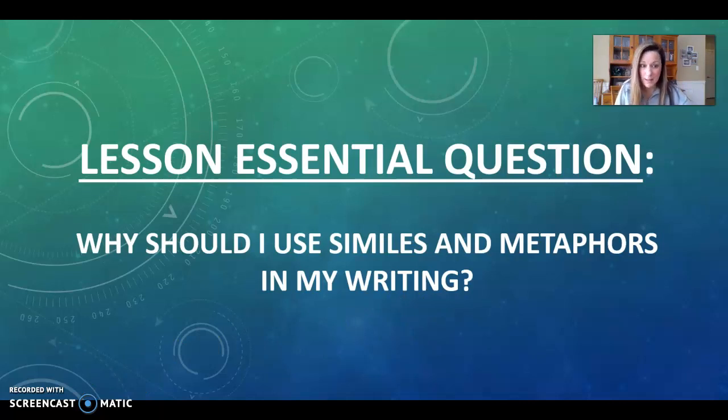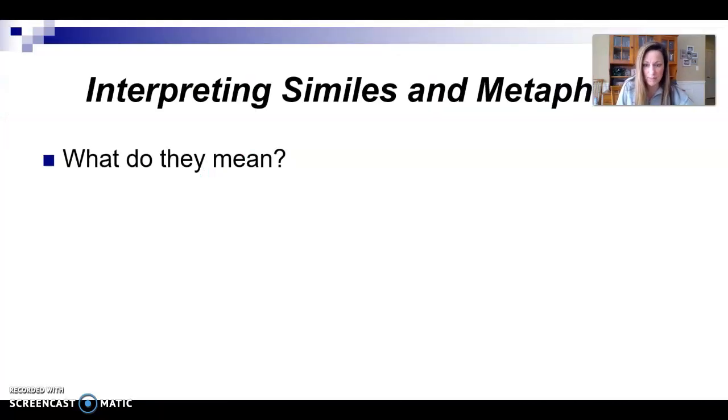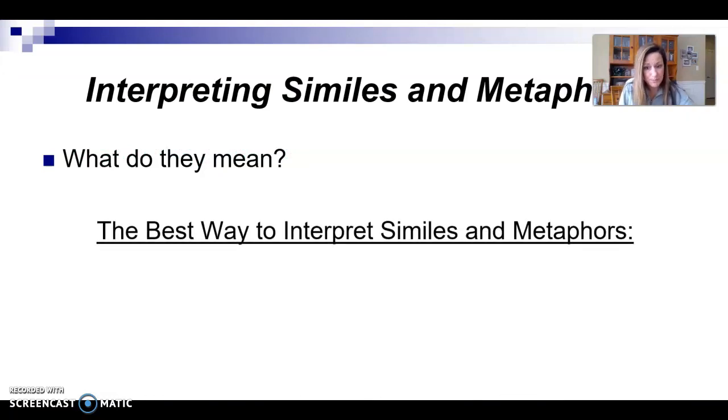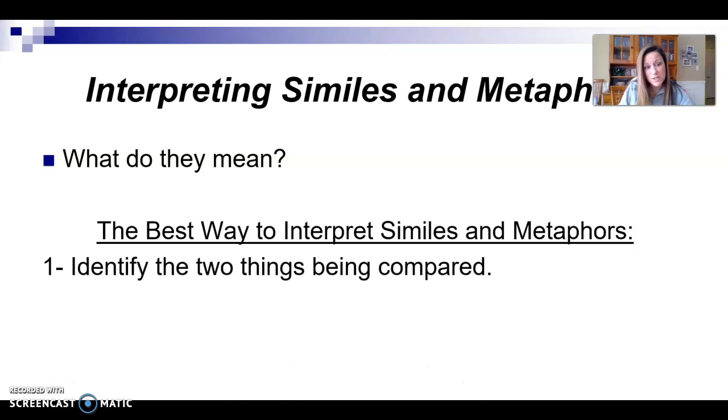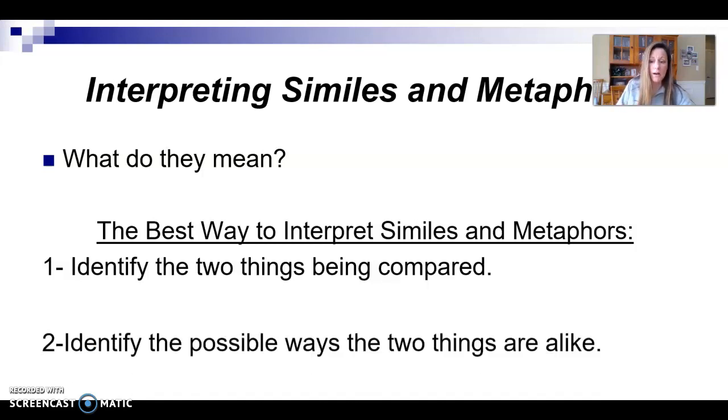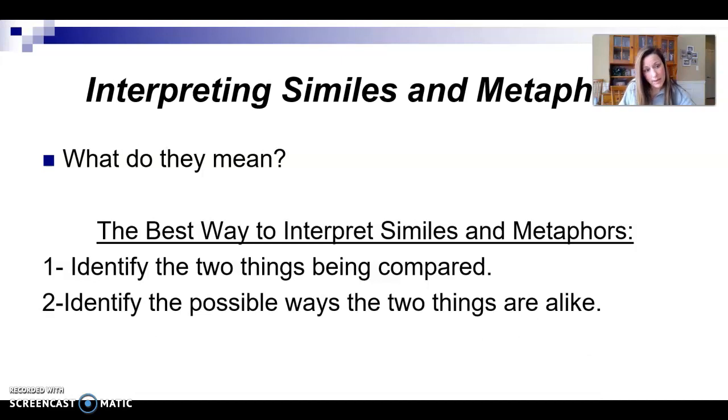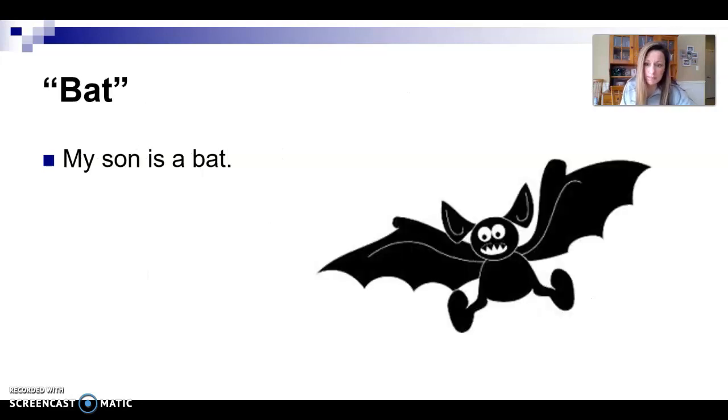Okay, so big skill, a little bit more difficult than just plain identification. So, interpreting similes and metaphors, what do they mean? Well, there is a really good way to interpret them. Basically, the first thing you want to do is to identify the two things that are being compared. In both cases of these types of figurative language, we have two things being compared. So we want to find the possible ways that these two things could be alike, because that will lead us to the meaning behind the metaphor or the simile.